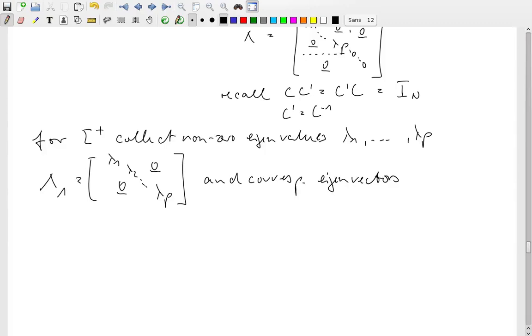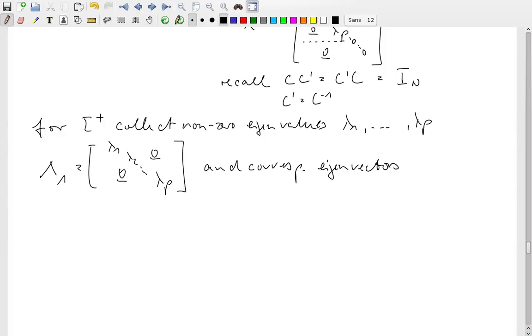Okay, and these eigenvectors are collected in a matrix which has those eigenvectors in its columns. So each of these vectors is an n by 1 vector, and they are collected in this n by p matrix, and we call that matrix big C1, and that's an n by p matrix. Okay.